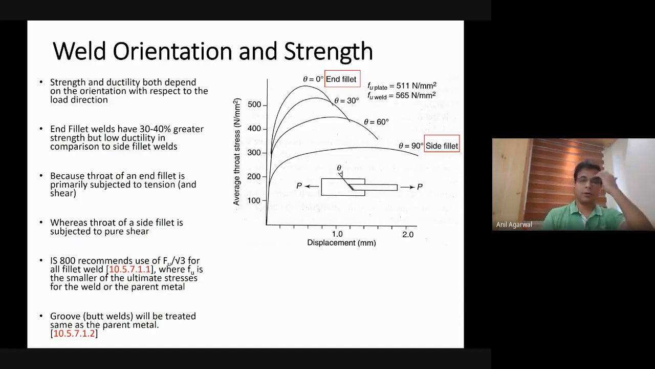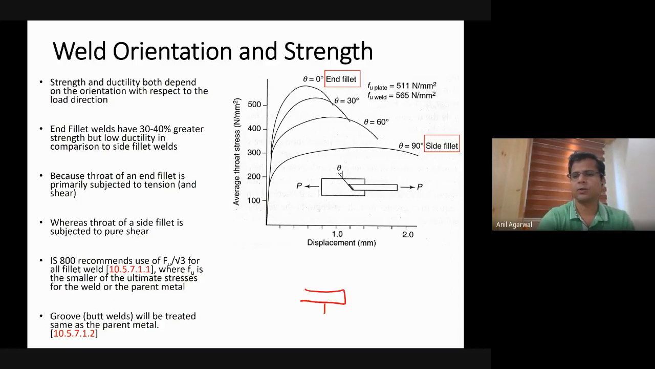Now, before we get into the behavior of groove welds, I wanted to quickly talk about the behavior of fillet welds. Okay, so I had mentioned two possibilities, right? One possibility in the previous example was the case where you had one plate and another plate, and there is a fillet weld, and the plates are loaded in such a way that one plate is being pulled and the other plate is being pushed.